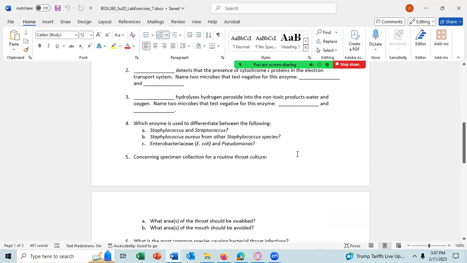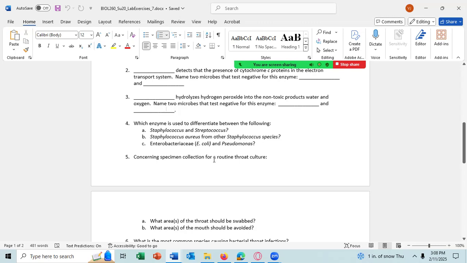And then 4, which enzyme is used to differentiate between the following? So which enzyme do you do to determine if it's Staphylococcus from Streptococcus? Which enzyme do you use to determine is it Staphylococcus aureus from another Staphylococcus species? And then which enzyme do you use to differentiate between Enterobacteriaceae, like E. coli, and the Pseudomonas family, the Pseudomonaceae?